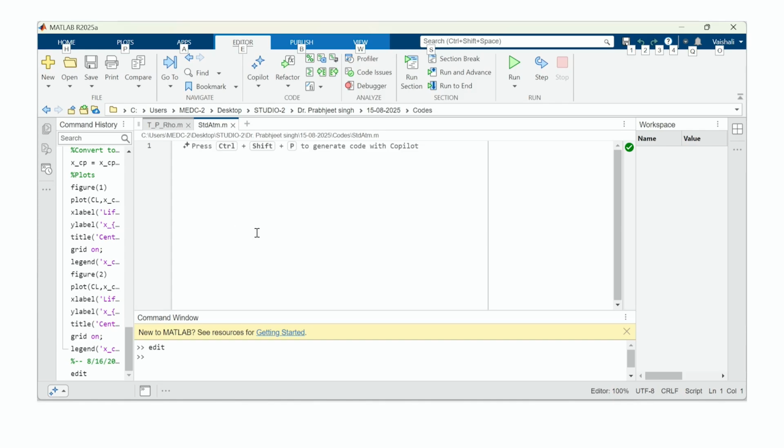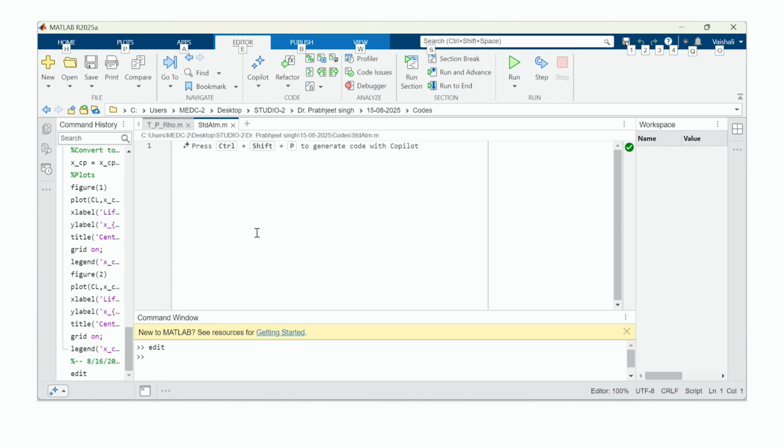Hello all, welcome to lecture 7 of this course. In the last lecture we discussed the standard atmosphere, where we derived the relations of pressure, temperature and density with geopotential altitude. As discussed, today we'll be simulating that pressure, temperature and density in MATLAB. Alright, so this is how MATLAB looks.